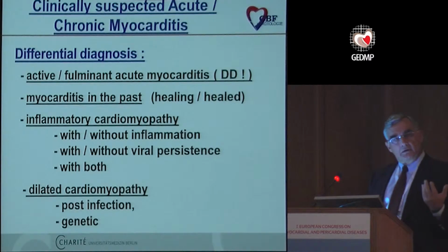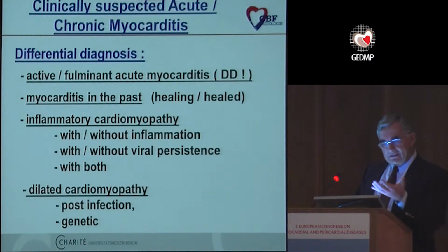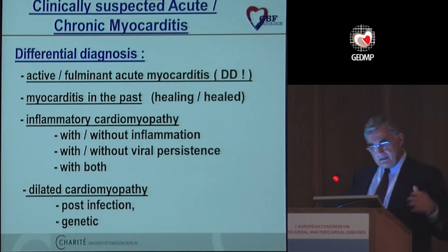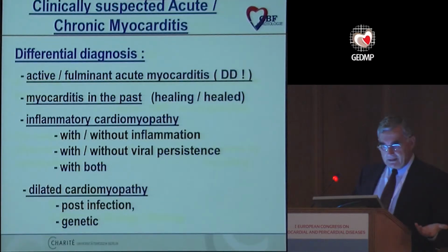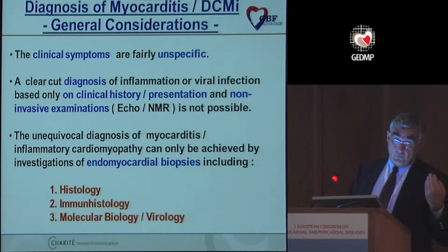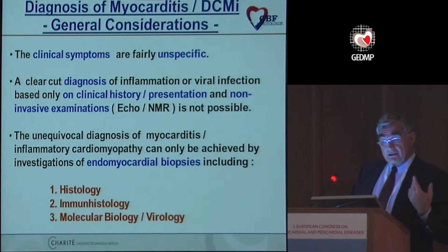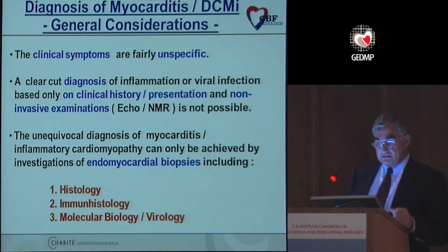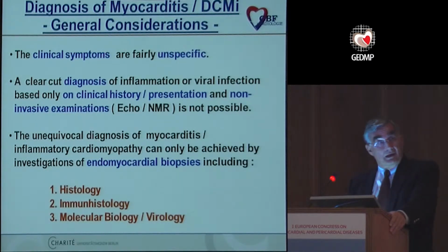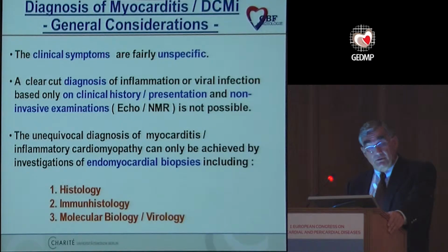If you look at the histology, immune histology and the molecular biology, this is a differential diagnosis which I brought already in the beginning, and I think it's extremely difficult to decide by the clinical symptoms which form of the disease the patient has. I think the clinical symptoms are fairly unspecific. A clear-cut diagnosis is not possible on the basis of clinical history or the clinical presentation, and also the non-invasive examinations, whether it's echo or MR, don't help us to make a clear-cut diagnosis. So in my opinion, the only way to understand the disease is to take myocardial biopsies and to analyze not only histology, I will give you the data, but also immune histology and molecular biology to understand what is going on.